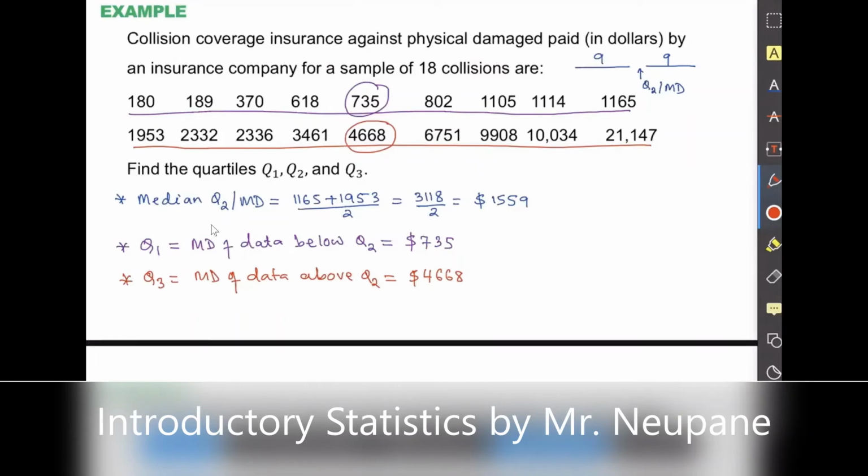In the next example, we are going to learn how to find Q1, Q2, Q3 using a calculator and use them to calculate something else. Let's move on to the next example. Do you have any question on this example, by the way? Just say yes or no. Okay, great.